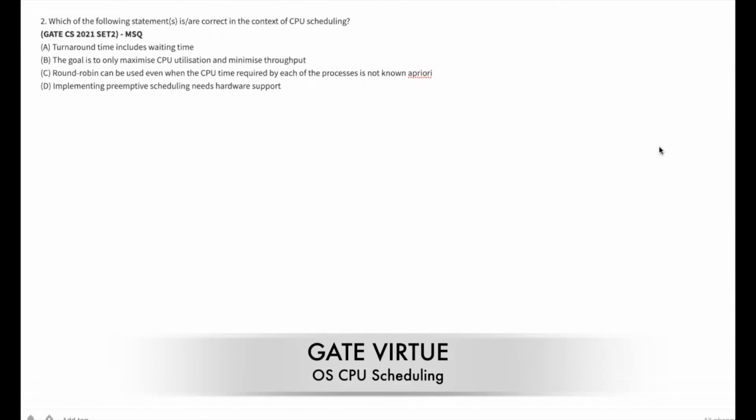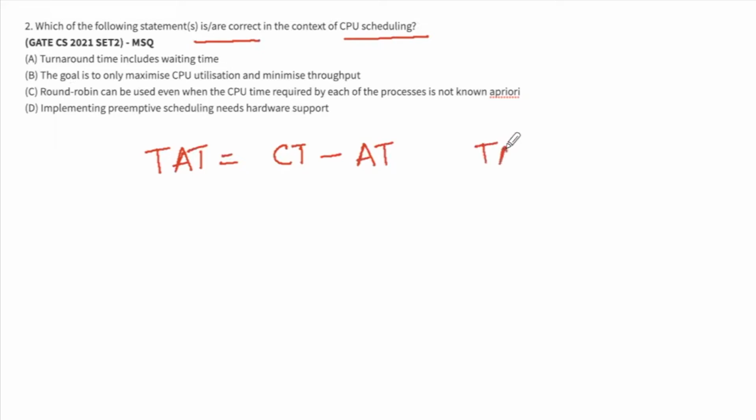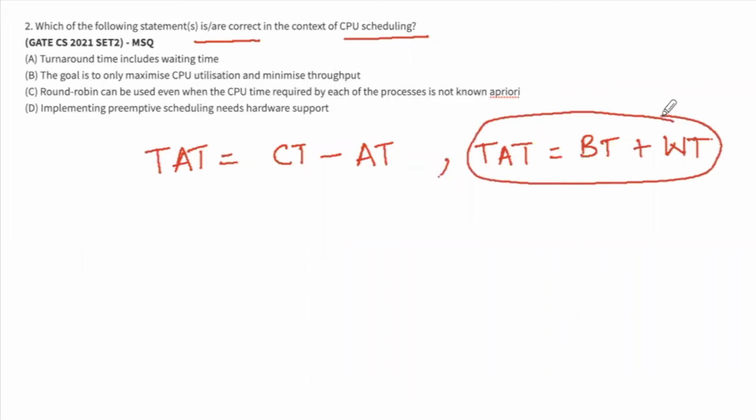Okay, this one is a conceptual question. Here they have asked which of the following is correct about CPU scheduling. Option A, turnaround time includes waiting time. We know that turnaround time is completion time minus arrival time. There is one more formula for turnaround time, that is burst time plus waiting time, right? So for turnaround time we need waiting time, so turnaround time includes waiting time also. Yes, so option A is right.